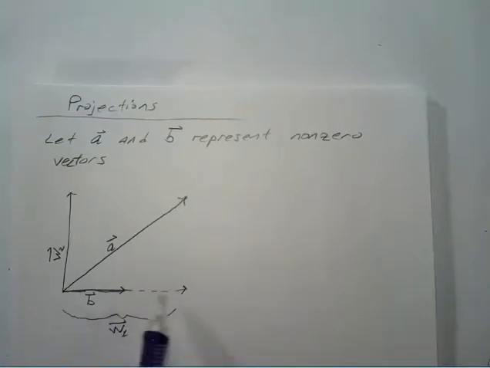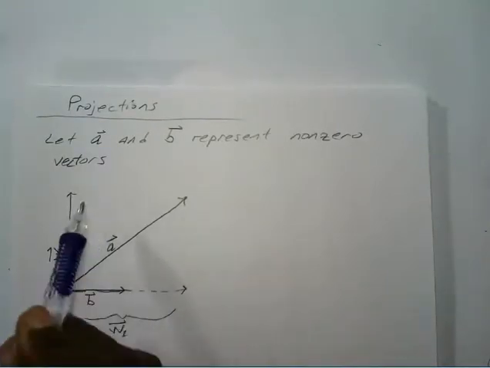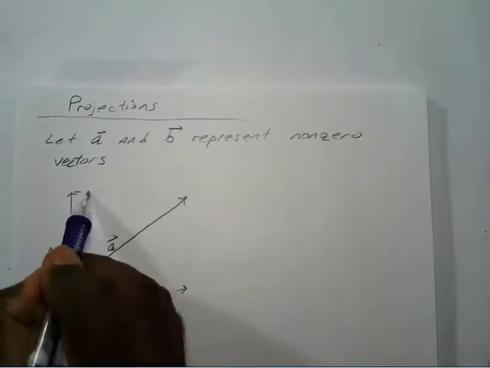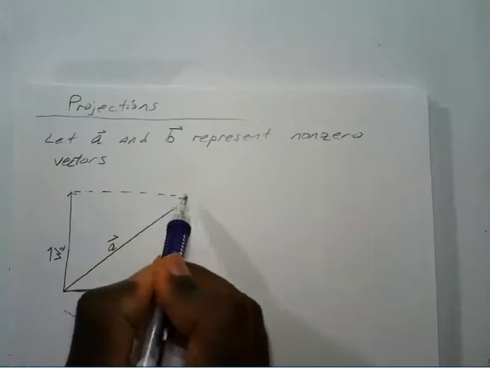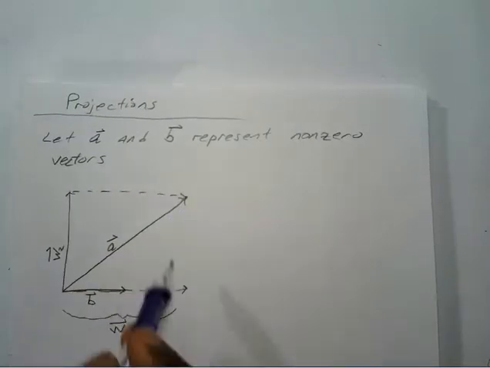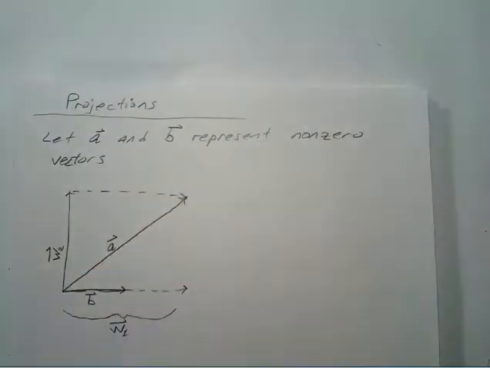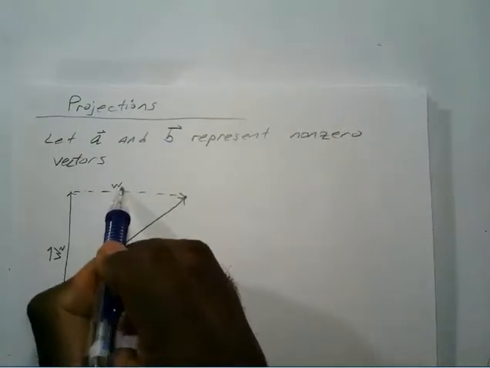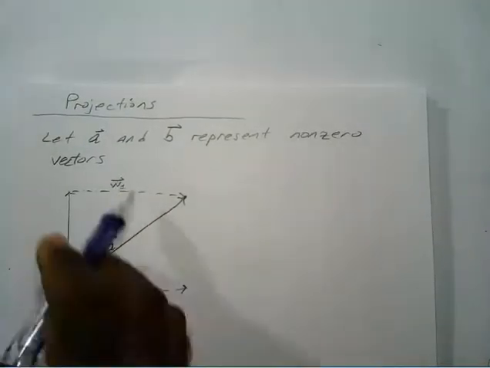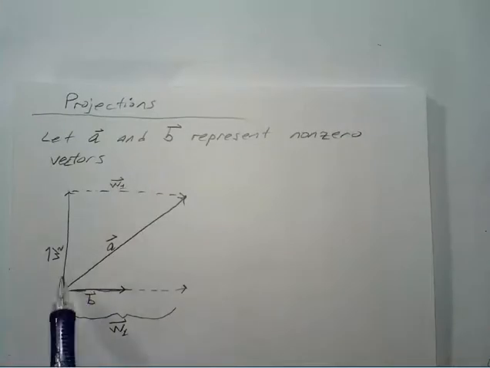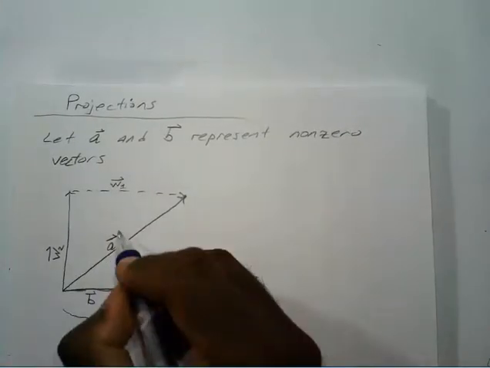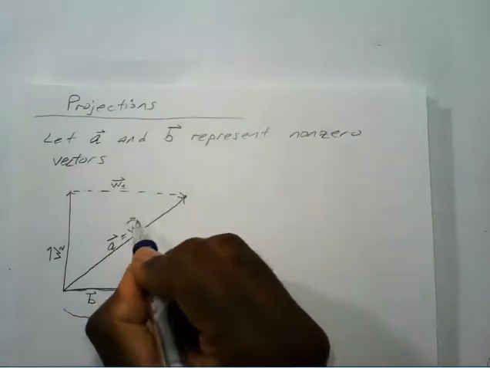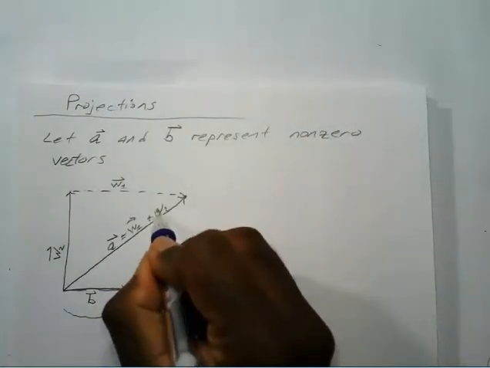Okay, now if we get our vector W1 and we move that right up here, remember our vector can be moved all over as long as it's the same length and direction, it's equivalent. So this is our W1 vector here. This one we just moved right on up. So we see here that vector A is equal to vector W1 plus W2.